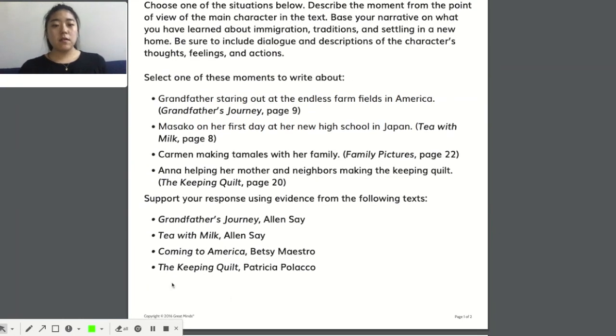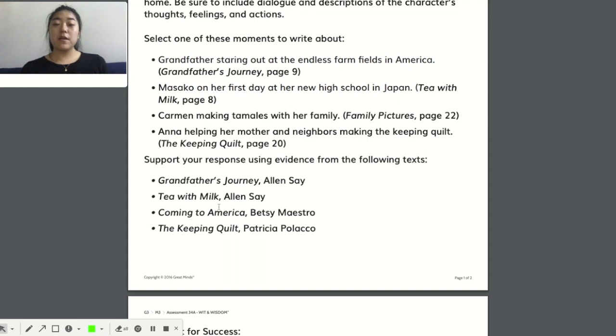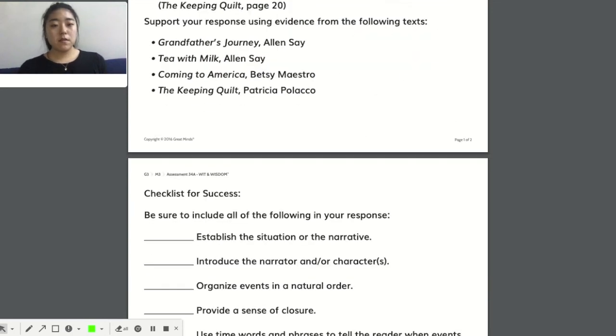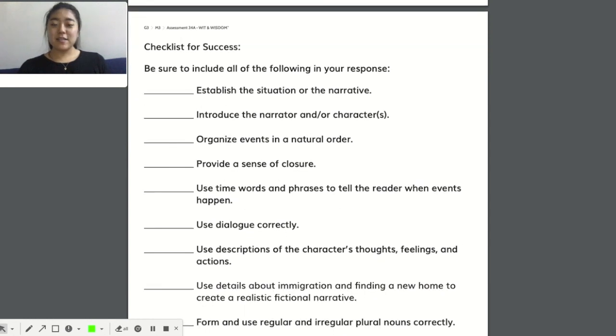So again, here's more text. Coming to America. There is no main character in Coming to America, right? And so you can take the knowledge that you learned from Coming to America and apply it to your narrative writing, but there's no specific character you're going to pull from. Okay. And as always, we have a checklist for success.